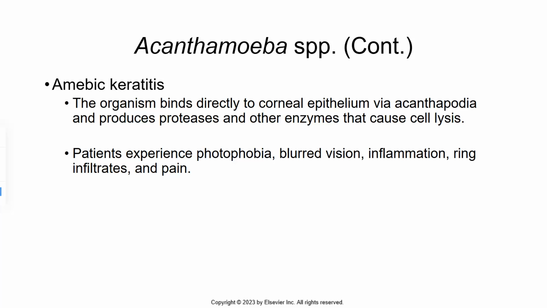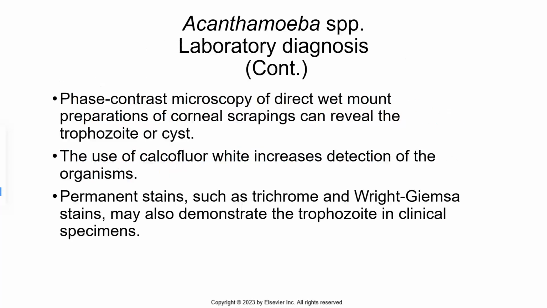The organism binds directly to the corneal epithelium via acanthopodia and produces proteases and other enzymes that cause cell lysis. Patients experience photophobia, blurred vision, inflammation, ring infiltrates, and pain in the eye. Phase contrast microscopy of direct wet mount preparations of corneal scrapings can reveal the trophozoite or cysts. The use of calcofluor white increases detection of the organisms. Permanent stain smears such as trichrome and Wright-Giemsa stain may also demonstrate the trophozoite in clinical specimens.